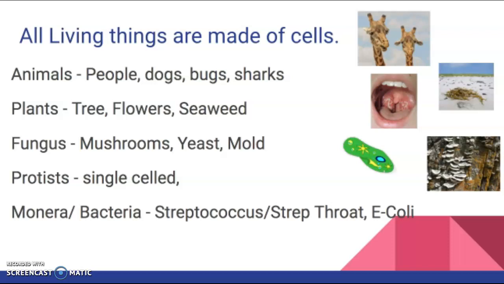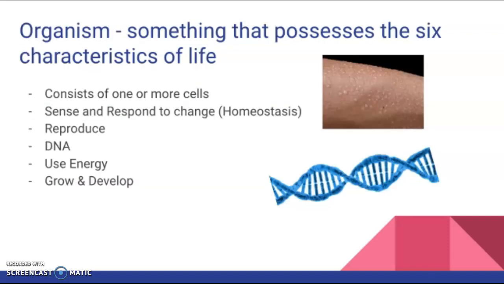Then there is Protista, or the protists. These are single-celled organisms. And this green amoeba that you see here would be a single-celled organism. Another kingdom would be Monera, which is the bacteria kingdom. Things like Streptococcus, which causes strep throat, and also E. coli belong to that kingdom. So all living things are made of cells, and all living things belong to one of these 5 kingdoms.